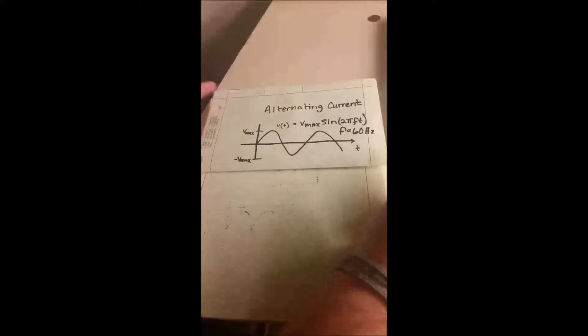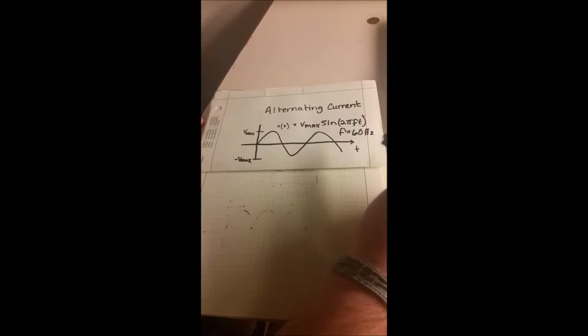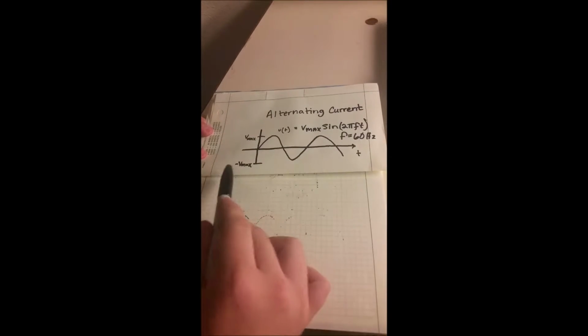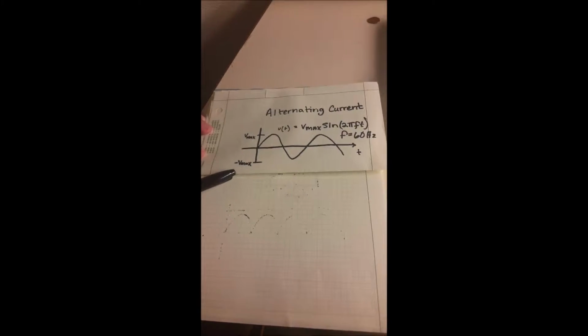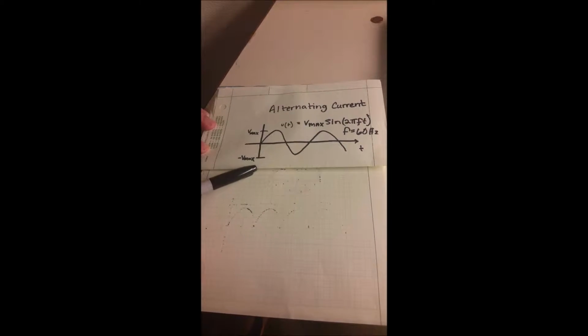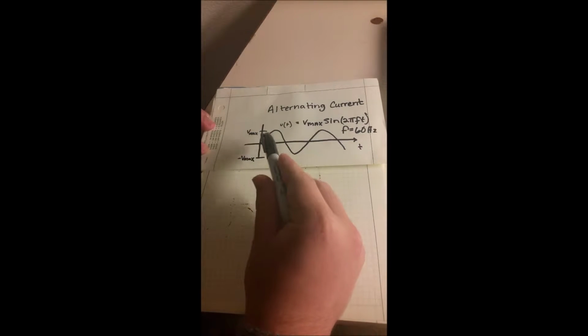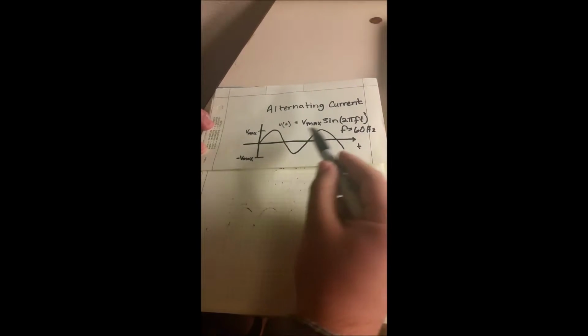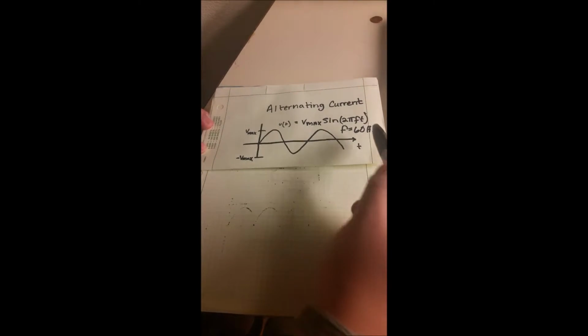Alright, so we're going to be talking about alternating current. An alternating current can be viewed as a sine wave, like this, with Vmax being your amplitude, both in the positive and negative. To describe this line, we would use V of t is equal to Vmax sine of 2 pi times your frequency times your time. In the United States, all AC is 60 hertz.